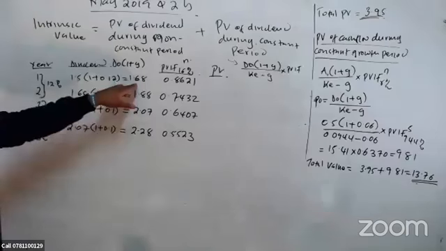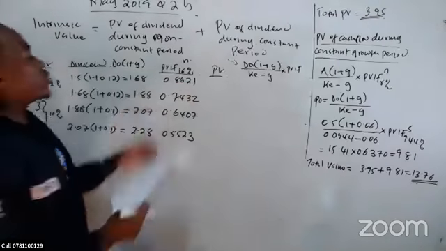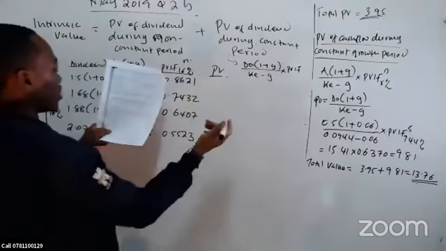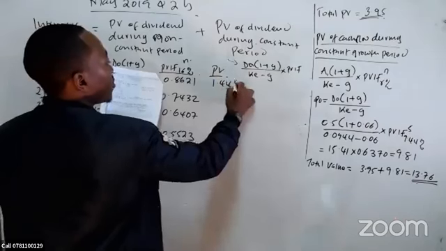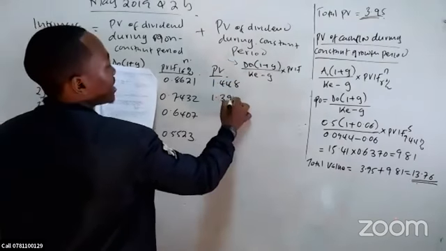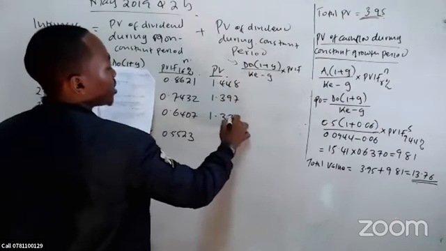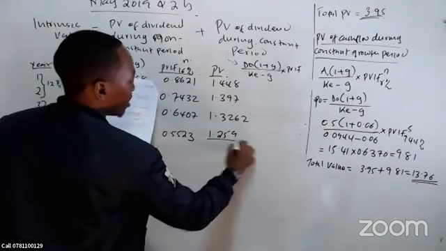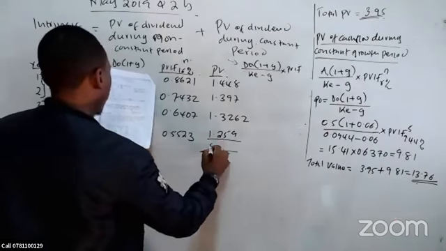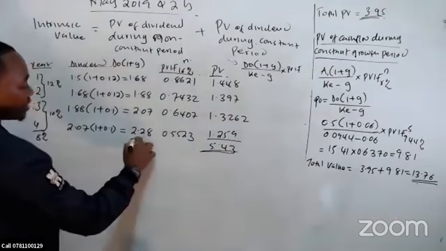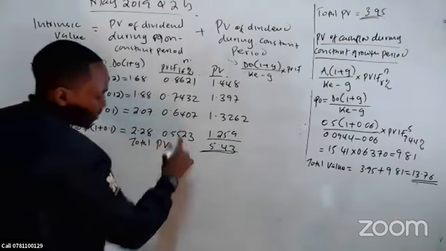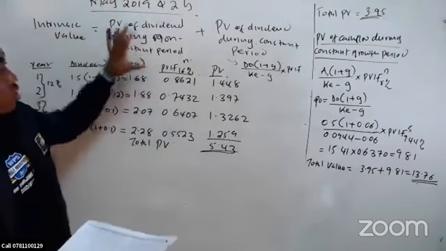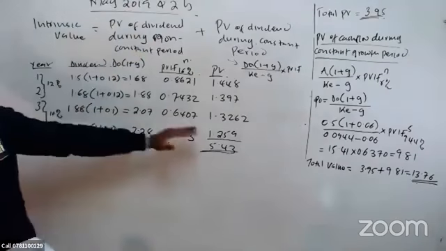Now you can get the present values. So you take 1.68, that's the dividend. You discount, you multiply by 0.8621. That one you multiply, you get 1.448. The other one you get 1.397, 1.3262, and 1.259. And then you get the total, which is 5.43. Now that's the total present value during the non-constant period.